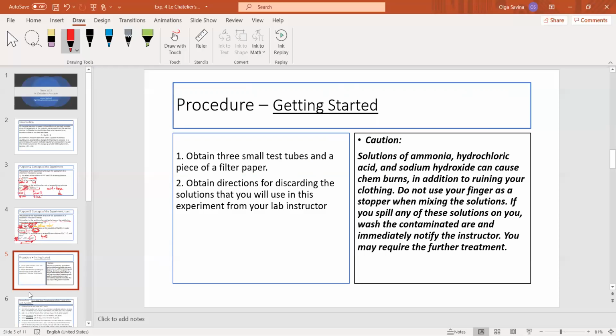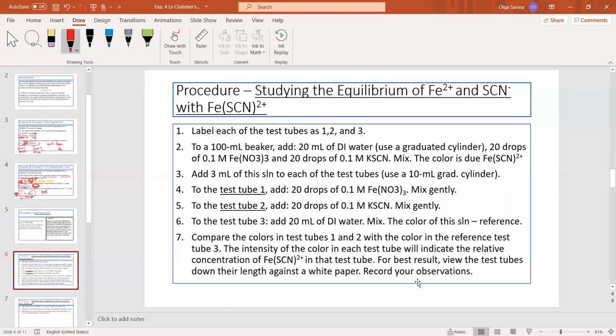Okay, so let's talk about the first reaction. We will have 3 test tubes and we will label them as 1, 2, and 3. We will prepare a solution that consists of iron nitrate and potassium thiocyanate in water, and we will add the same amount to every test tube, and then we will add 20 drops of iron nitrate into the first one, meaning what?